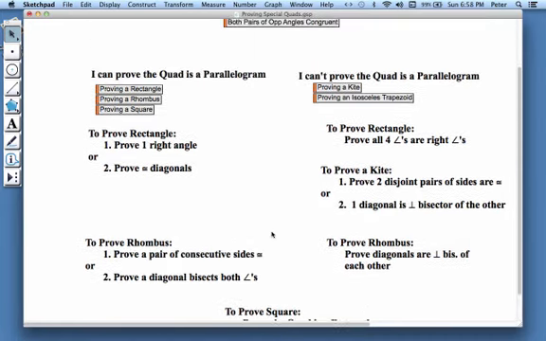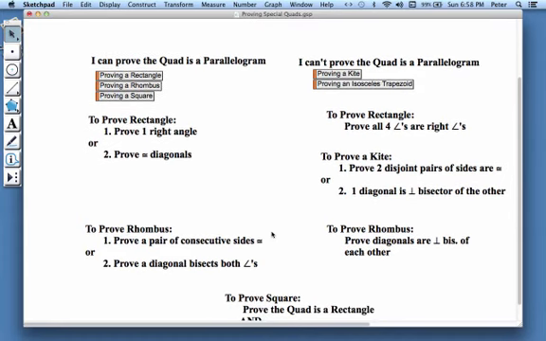If you are unable to prove that the figure is a parallelogram, you can still show it's a rectangle if you can prove all four angles are right. You can prove it's a kite by either of these two methods. You could still prove that the figure was a rhombus even if you hadn't shown it's a parallelogram by showing the diagonals are perpendicular bisectors of each other.